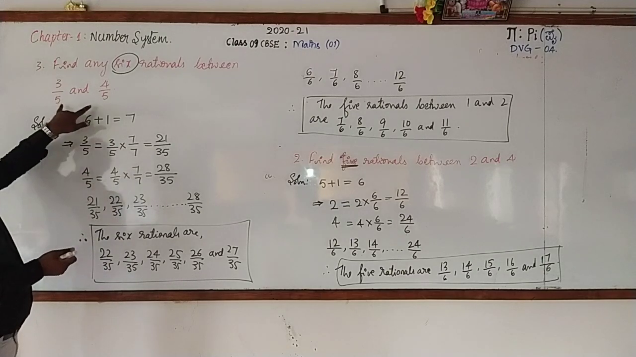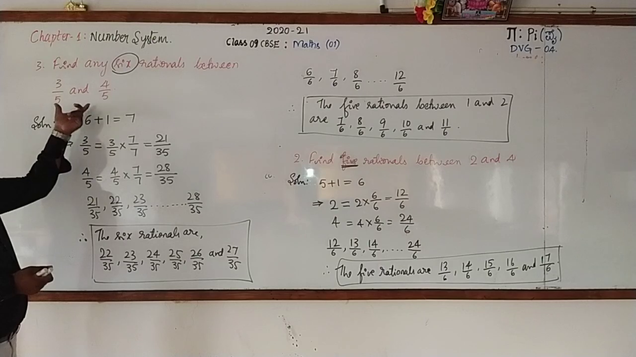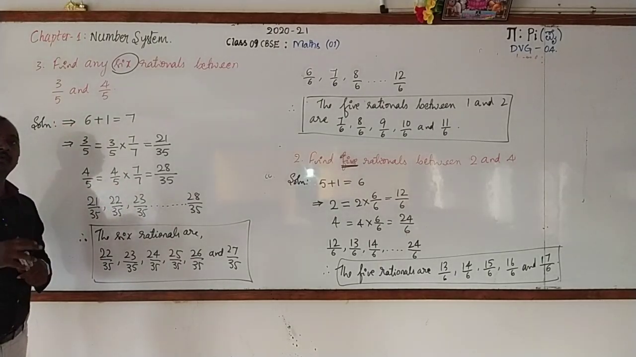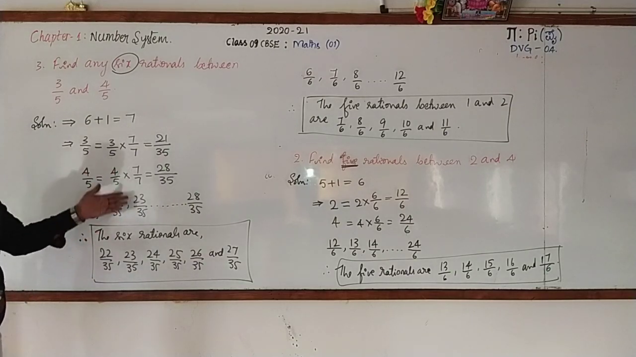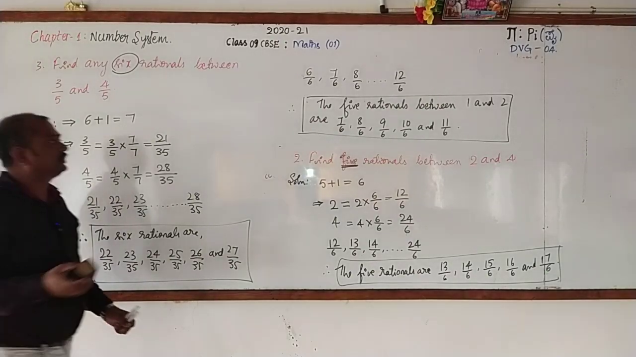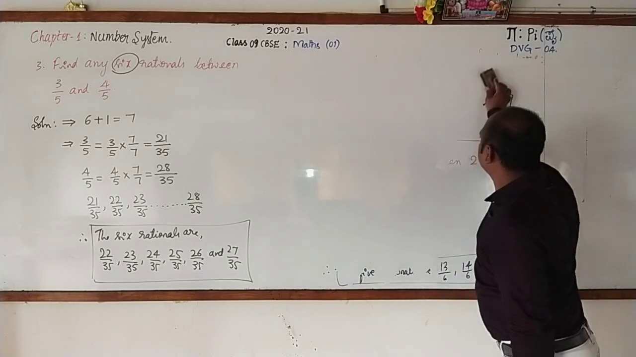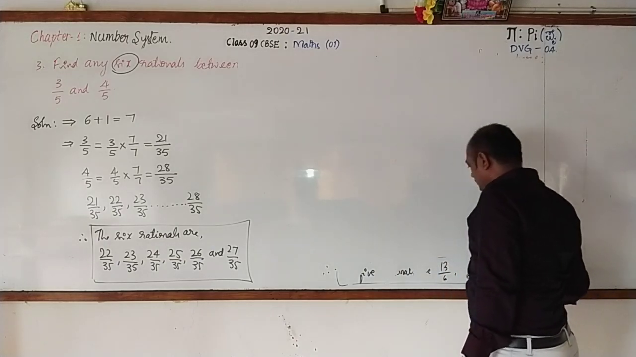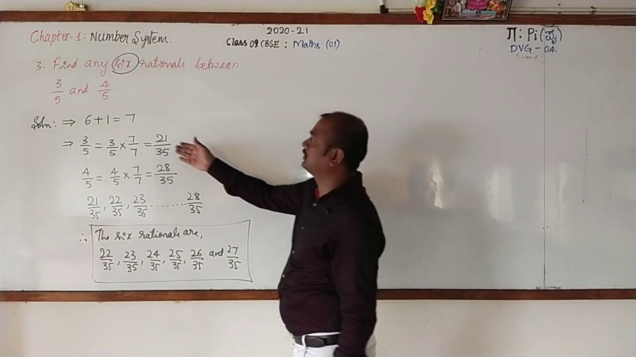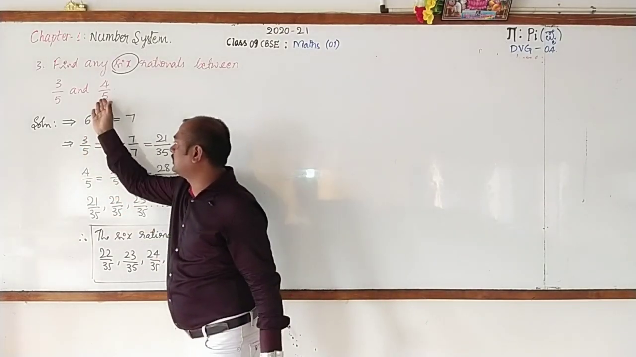Now here, the denominator terms are the same, so we followed the previous method. But if the denominator terms are different, how to solve them? Let me teach you that. Before that, just copy this problem. Within a minute it should be copied, as you are going to find out 6 rational numbers. I have 6 plus 1, it will be 7, multiply 7 to the numerator and denominator of the given rational numbers.